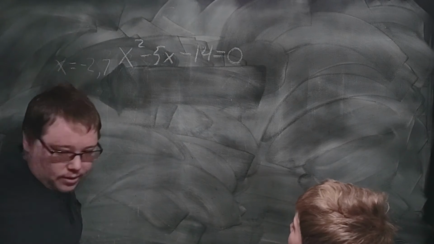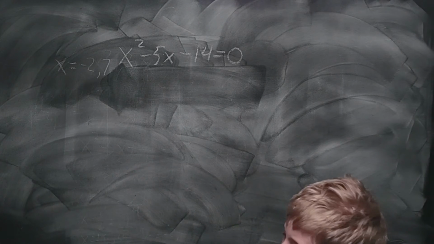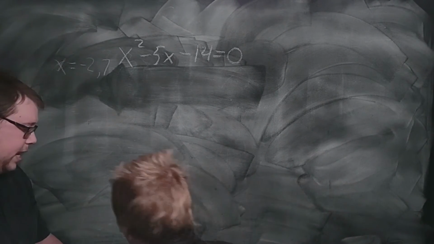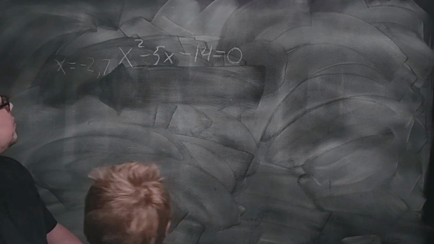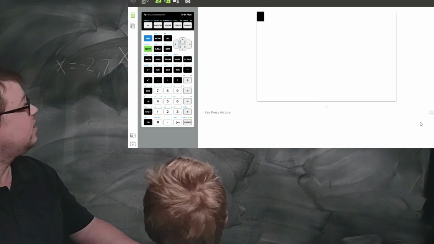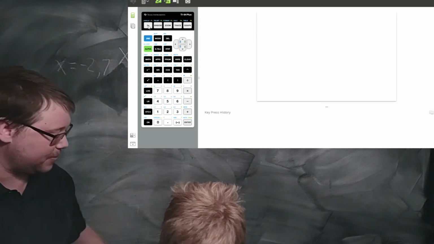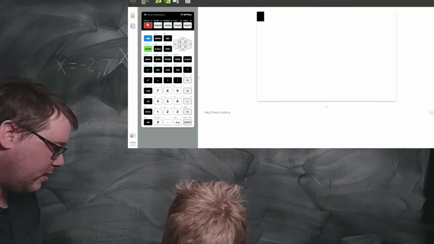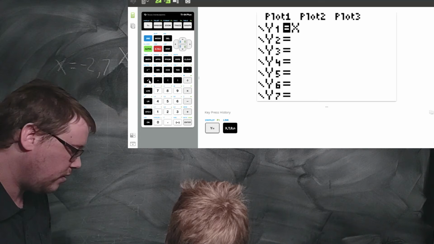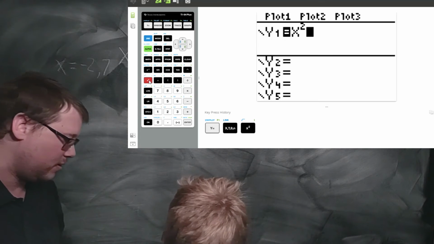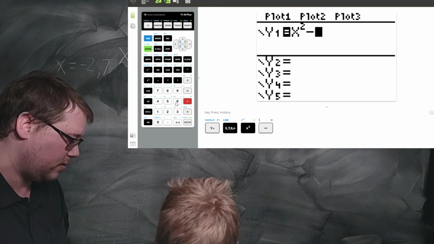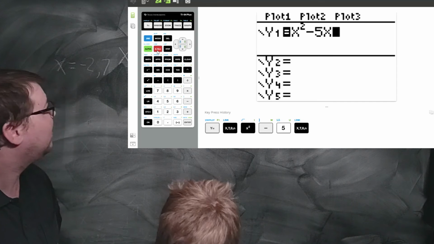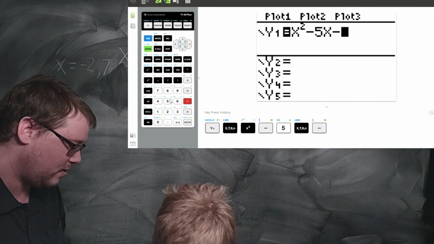Yeah. Okay, let's grab a calculator. So we have to first plug in, there you go. Plug that in to the y equals. So we have x squared minus 5x minus 14.